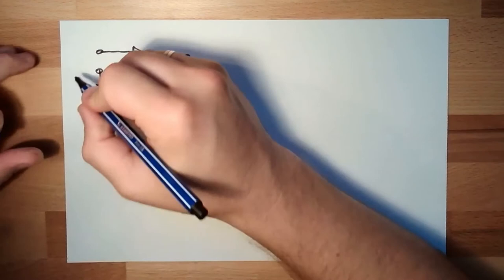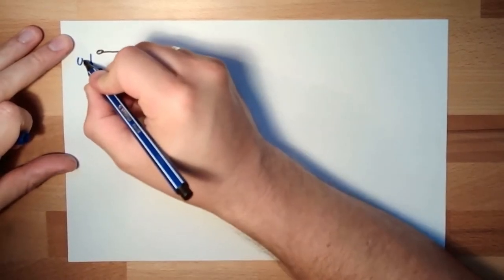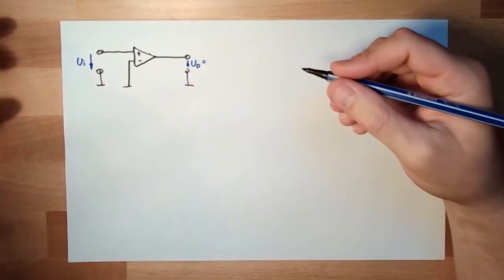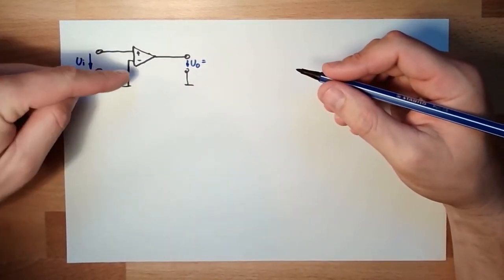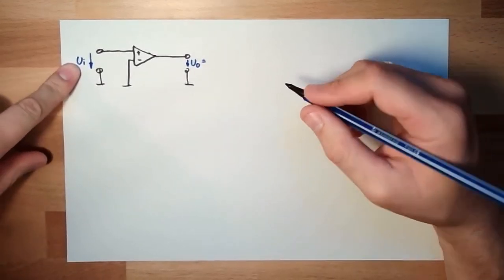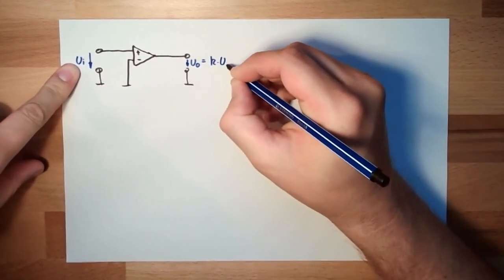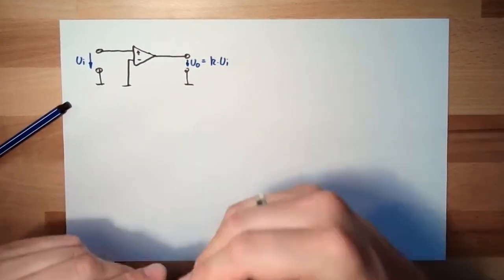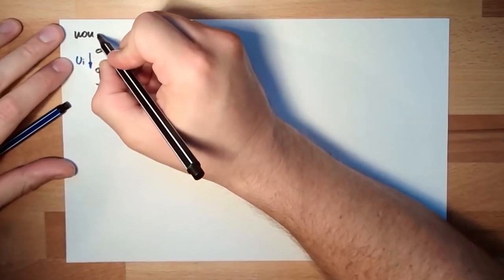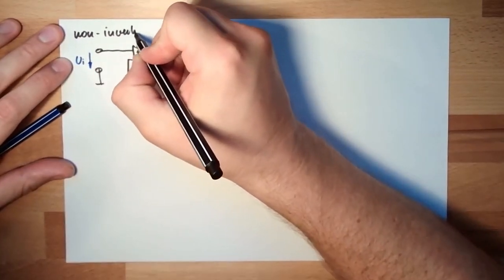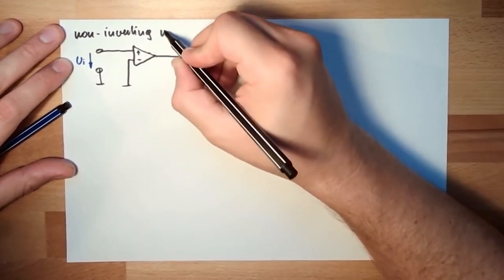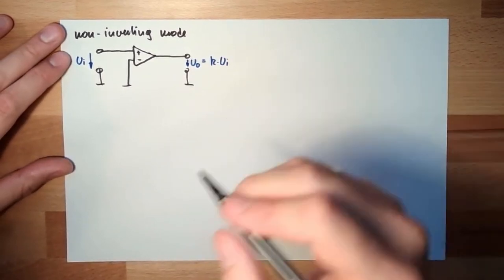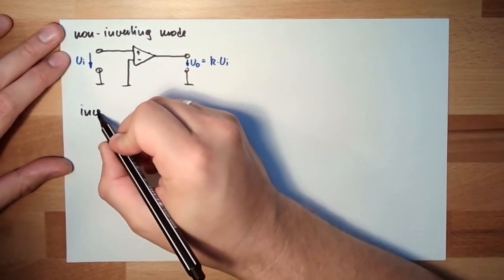This is U in, and this is U out, and this U out is K times UI, since the differential voltage, since this is zero, is exactly UI. This is the so-called non-inverting mode.